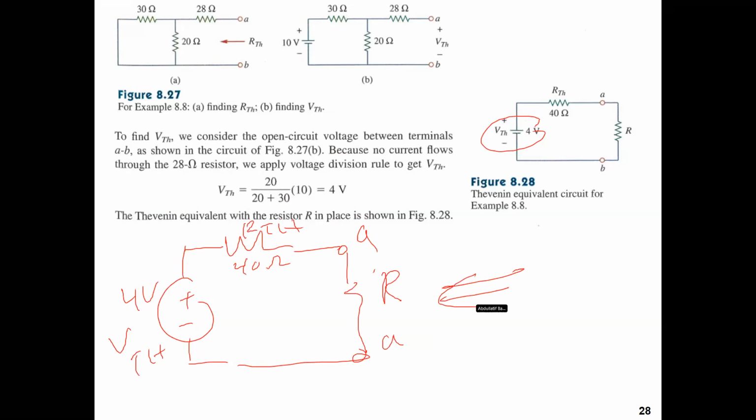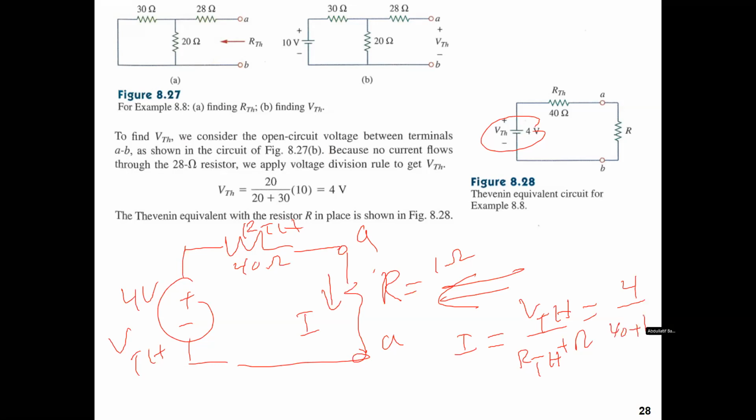Okay? So again, if we have R equal, for example, let's say one ohm, then we can find I. So I would be VTH over RTH plus R. VTH is 4 and RTH is 40 plus 1, and so on. So we can change the value of the R without changing the original circuit. So this is the beauty of using Thevenin. You don't need to analyze the original circuit when you change R.